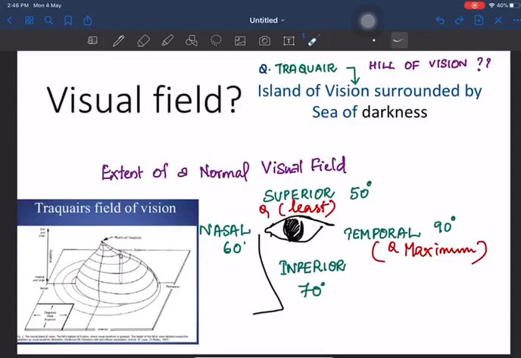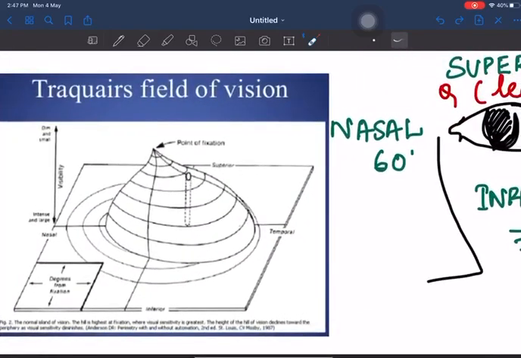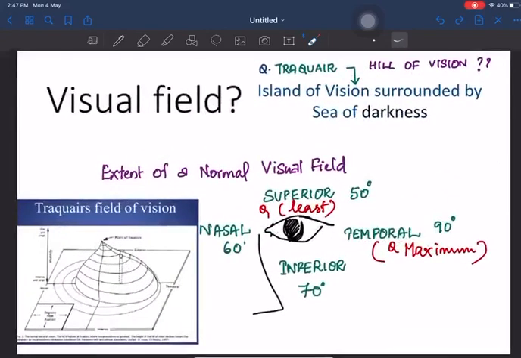Our visual field is restricted medially by the bridge of the nose, superiorly by the orbital rim, and inferiorly by the maxilla. So we get a maximum field temporally, which is about 90 degrees, followed by inferior field of 70, then nasally 60, and the least superiorly, 50 degrees. This graph shows the hill of vision. The highest sensitivity is at the point of fixation, which corresponds to the fovea, where there is maximum visual sensitivity.